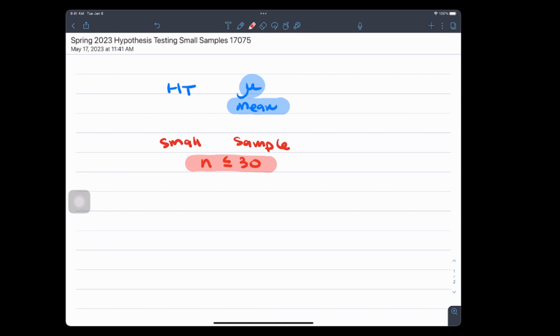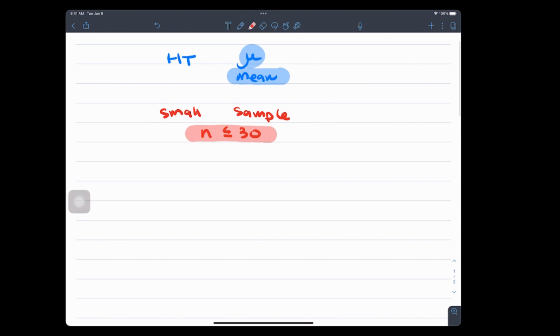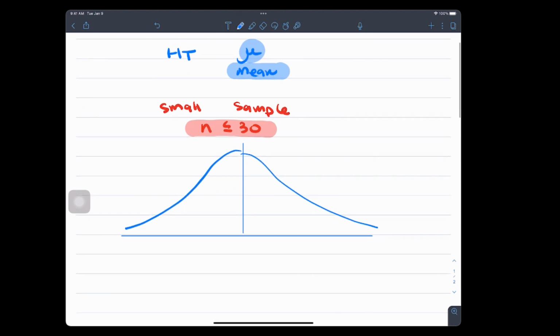So just like estimation, if you guys recall, with estimation you had to use the t-distribution. You guys okay with that? This was the t-distribution. Now, the t-distribution approximates the z-distribution for small samples. Do you guys remember that kind of thing? All right.